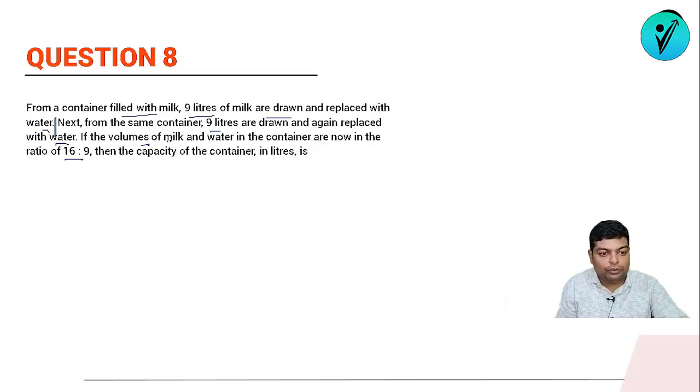The volume of milk and water is in the ratio of 16:9. It means that the quantity of milk present will be 16x and the quantity of water present will be 9x. Now initially the container was not having any amount of water. So whatever amount of water is there, it is because of replacement of milk.